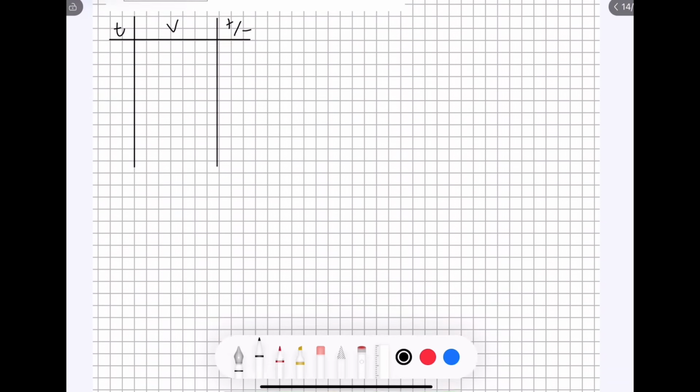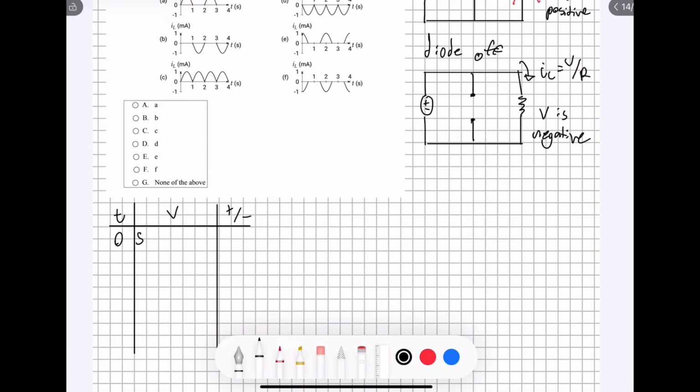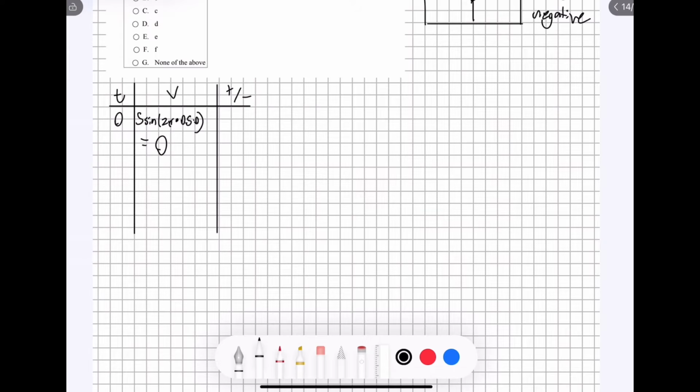So starting off, when t is equal to 0, then we are going to have 5 sine(2π × 0.5 × 0). Sine of 0, of course, is going to be equal to 0. And that's neither positive nor negative, it's just 0. So V at t equals 0 is 0. If we have 5 sine(2π × 0.5 × 1), that is also going to be equal to 0. Okay, we're seeing a pattern kind of emerge.